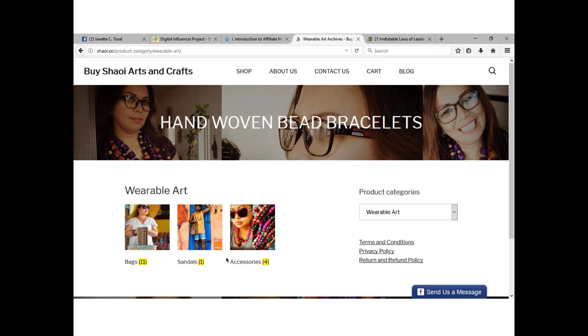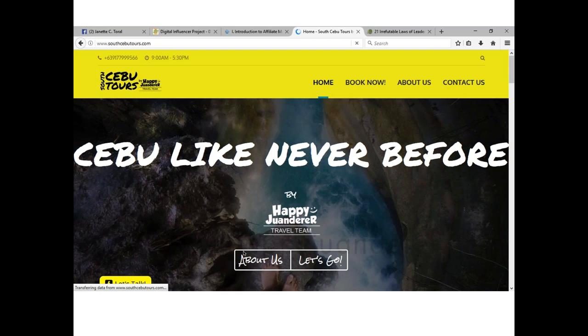One of my favorites also is South Cebu Tours. So, actually, South Cebu Tours is owned by Happy Wanderer. Kaya lang kasi, Happy Wanderer has its own website, and usually the target market of Happy Wanderer are foreigners who are already in Cebu and, you know, just wanting to avail of a trip. But so they created South Cebu Tours, and South Cebu Tours focuses on a market where the foreigners are not yet in the Philippines but are planning their trip to come to the Philippines.